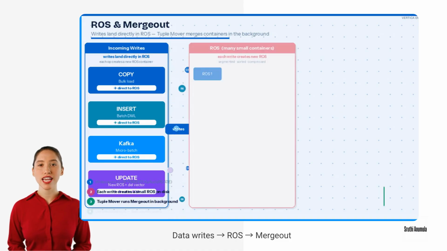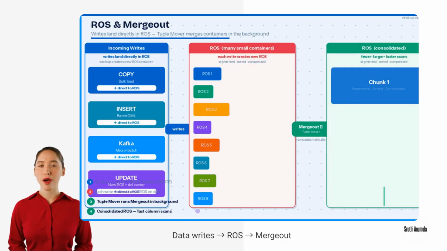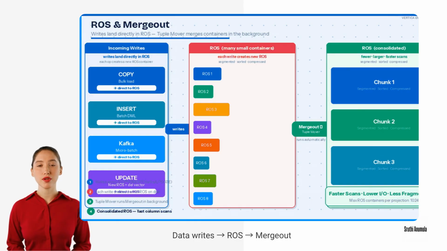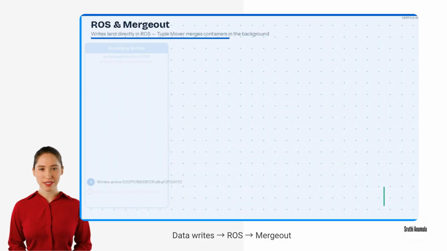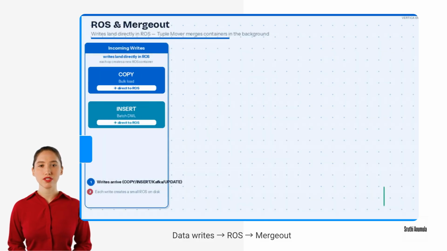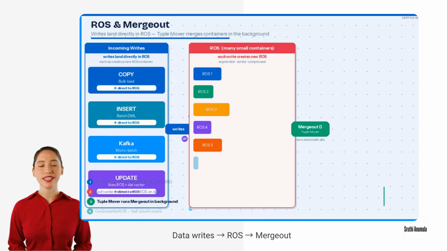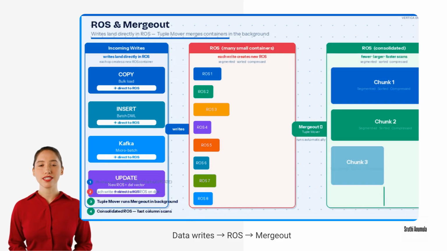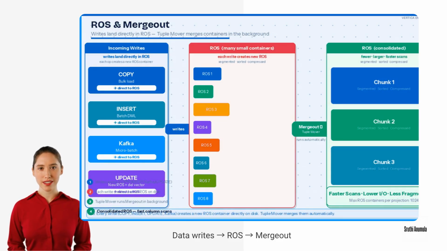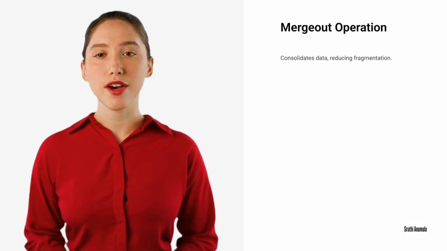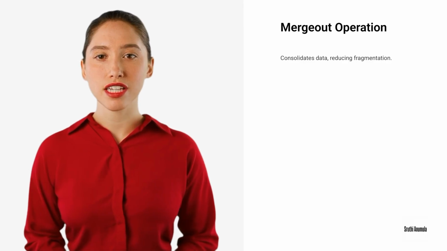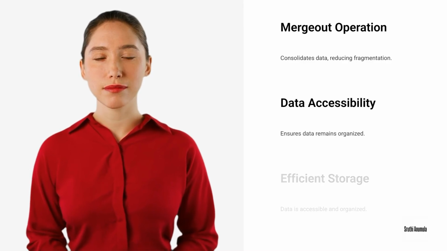The challenge? Each write creates a new ROS container, so over time, you can end up with many small ones, and that fragmentation hurts scan performance. Vertica solves this with mergeout, a background process run by the tuple mover that automatically consolidates smaller ROS containers into fewer, larger ones. No manual tuning needed. So, in summary, the mergeout operation consolidates data, reducing fragmentation and ensuring that data remains accessible and organized.